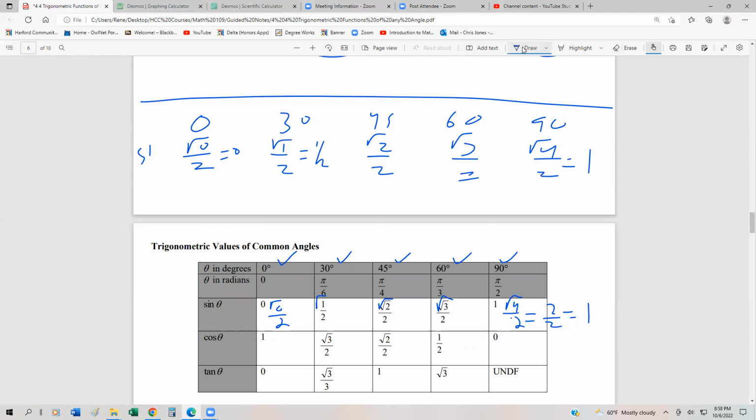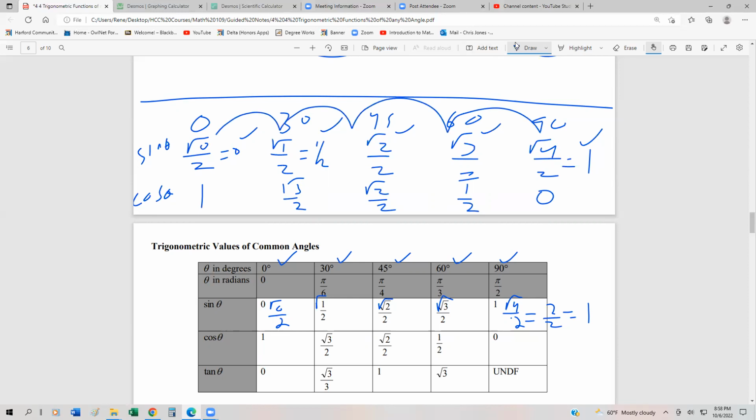Another thing that you can do to help yourself memorize this is that the cosine of theta is just going backwards. Remember, it's a cofunction. So you just say 1, and then root 3 over 2, and then root 2 over 2, and then 1/2, and then 0. Whatever you did to go up, you could just do to go down. And then you probably can figure out the tangent, because the tangent is just going to be sine over cosine. So for instance, if I wanted to know the tan of theta at 0, that would just be 0 over 1, which is 0.